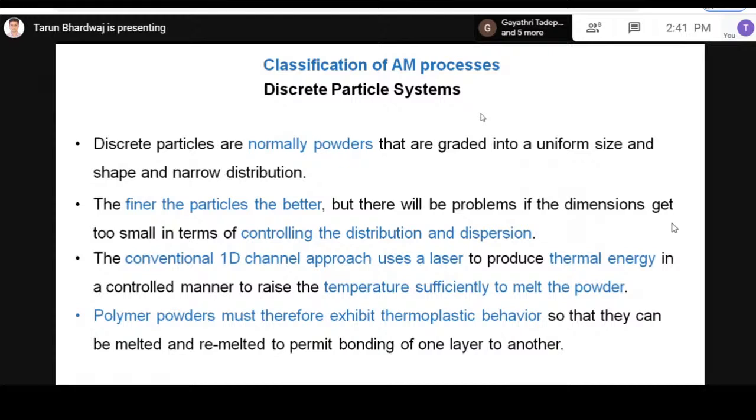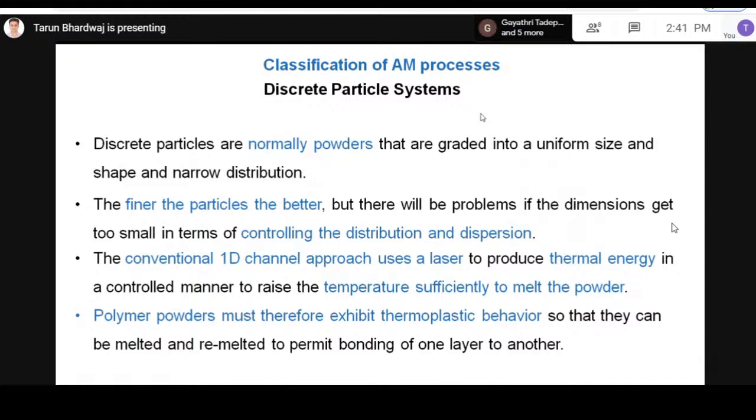The conventional 1D channel approach uses a laser to produce thermal energy in a controlled manner to raise the temperature sufficiently to melt the powder. If we talk about lasers, they mainly use 1D channels. Now 2D channels are also being used, meaning we are also using 2D lasers. My research areas mainly focused on 1D channels, but since 2018 or 2019, the 2D channel approach is also used for lasers.